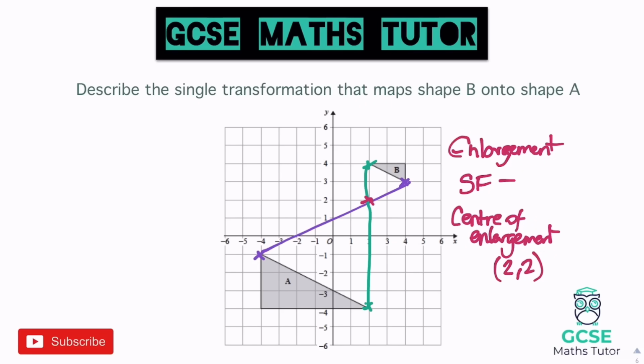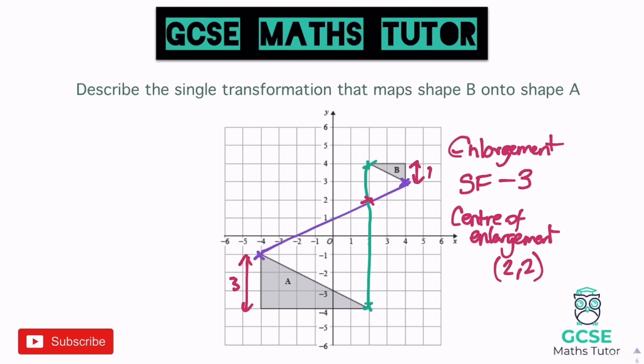Now to count that scale factor, we're just going to count this side here maybe, and this side here, and just see how much bigger it's got. So that's gone from a length of 1 to a length of 3. So that is a -3 scale factor. So it's an enlargement, scale factor -3, centre of enlargement 2, 2. And you can use that approach for any of these enlargements, whether it's negative or not.